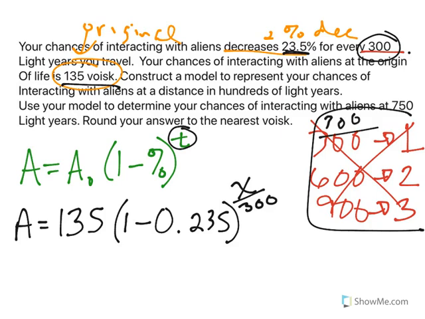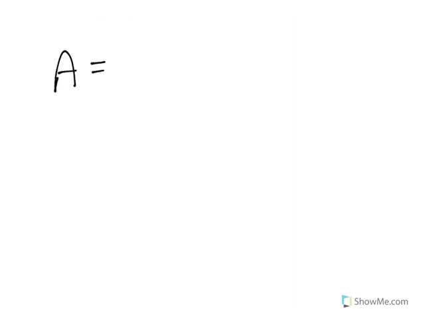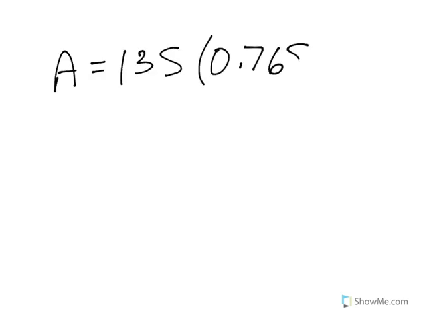Because 300 divided by 300 is 1. 600 divided by 300 is 2. 900 divided by 300 is 3. So however many light years I'm traveling, I need to divide it by 300 so I know what my exponent should be. So here's kind of our base model. Now let's go ahead and simplify that inside. So when I subtract 1 minus 0.235, I'm going to end up with 135 times 0.765 inside, and then my time again is x over 300.